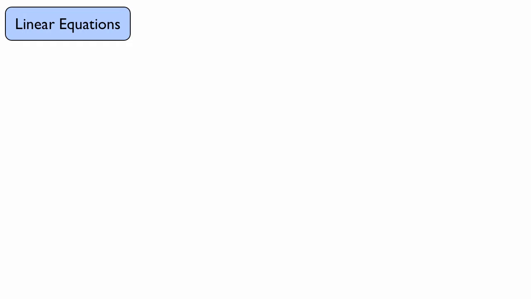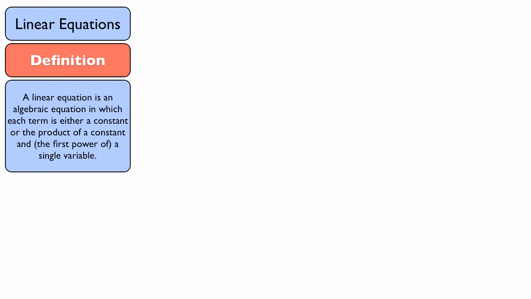This video will be an overview of linear equations. Now, what is a linear equation? This is a definition from Wikipedia. A linear equation is an algebraic equation in which each term is either a constant or the product of a constant and a single variable, the first power of a single variable.